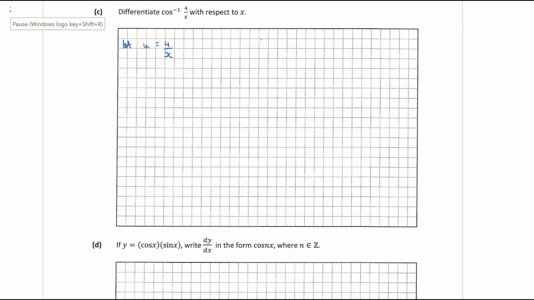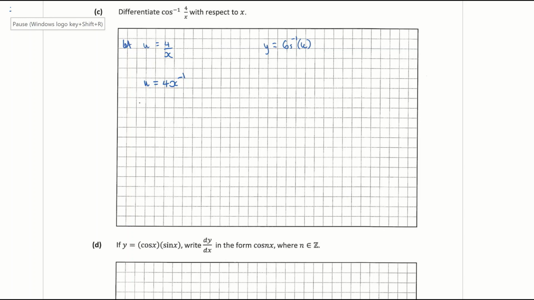And I'm then going to take y as equal to the cos inverse of u. So I basically substituted in u for 4 over x. Before I differentiate it, let's turn it out of fraction form. That's the same as 4x to the negative 1. That's coming from my log tables.